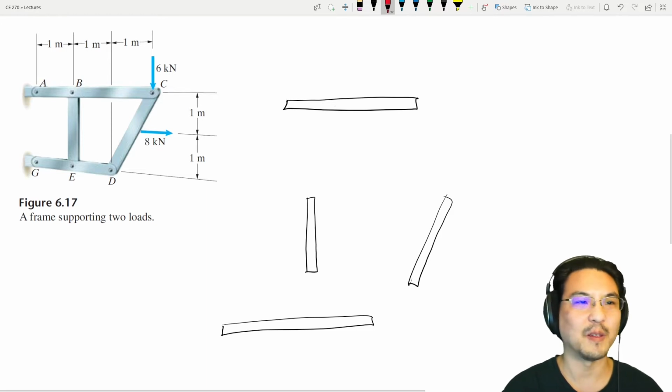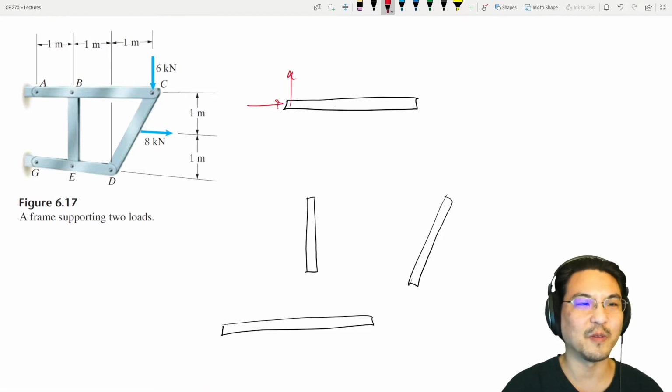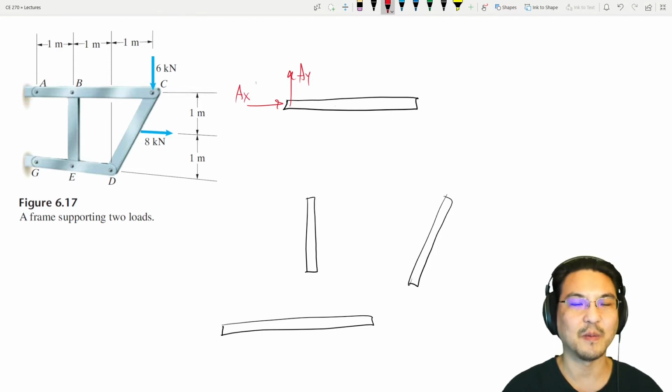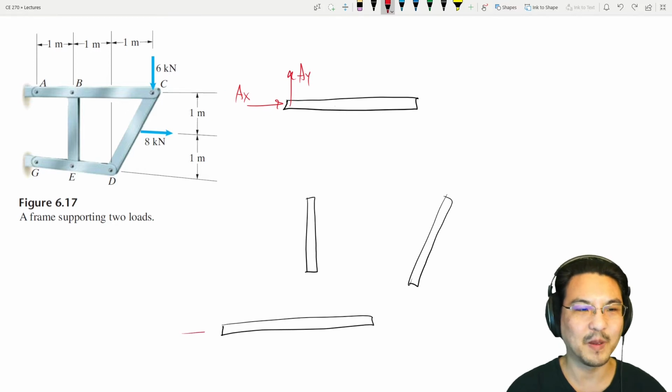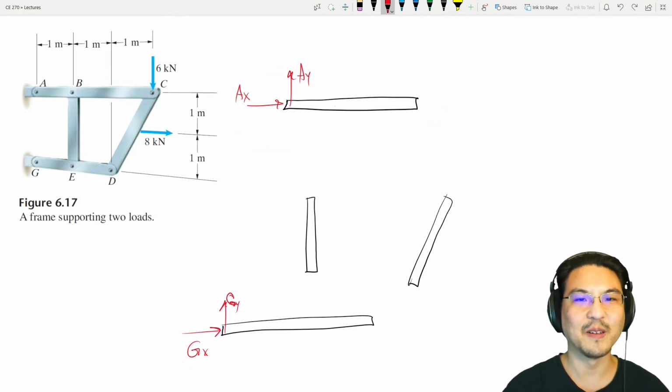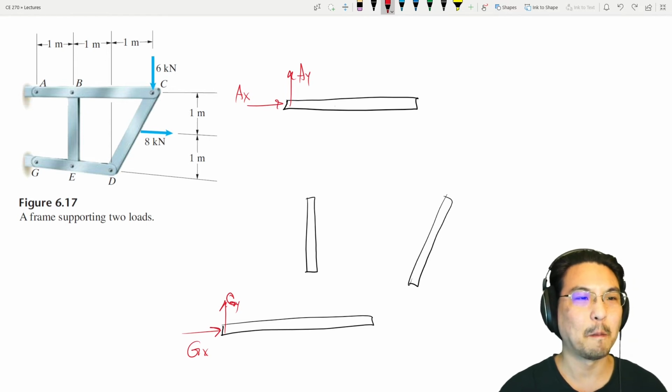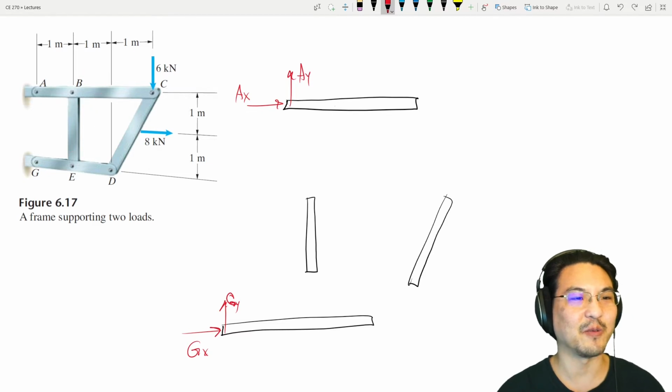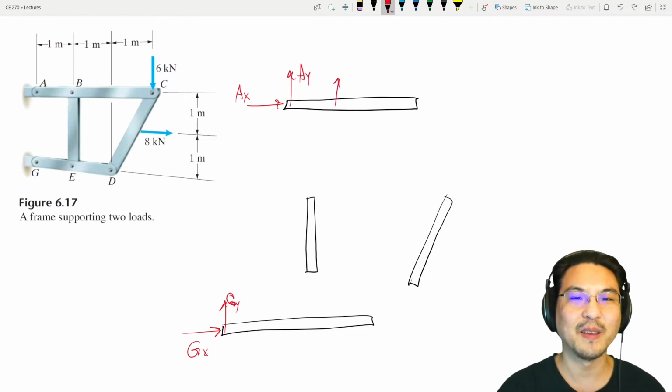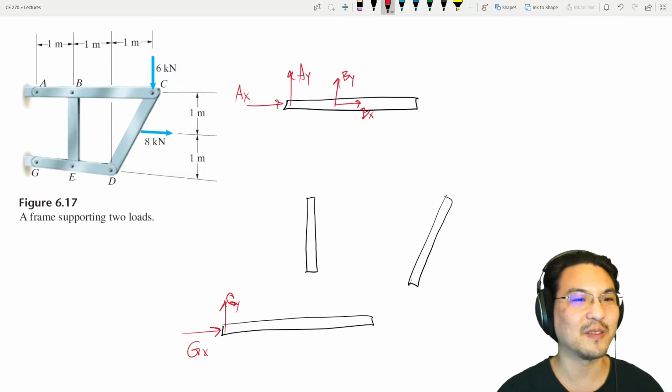So there were those reactions at A, which we know this one at least, so that's good. And then there are the reactions at G. And then we know this one. And then let's go back to this member over here. So see how this one is connected to this one? So there's a reaction at point B. We don't know which way, so I'm just breaking it into X and Y components.